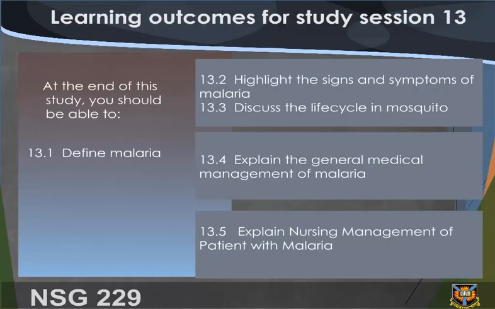Learning outcomes. At the end of this study, you should be able to: 1. Define malaria. 2. Highlight the signs and symptoms of malaria. 3. Discuss the life cycle in mosquito. 4. Explain the general medical management of malaria. 5. Explain nursing management of patients with malaria.